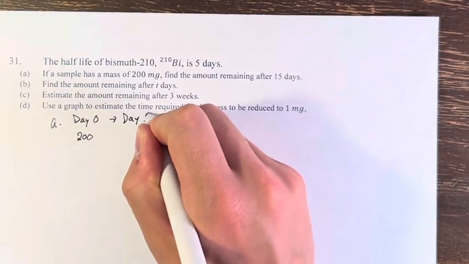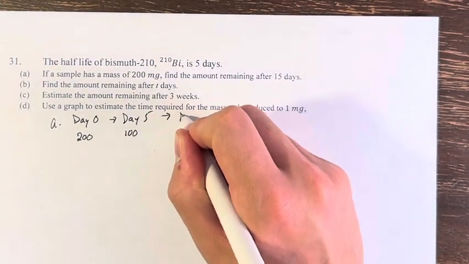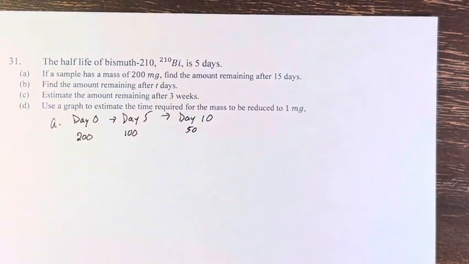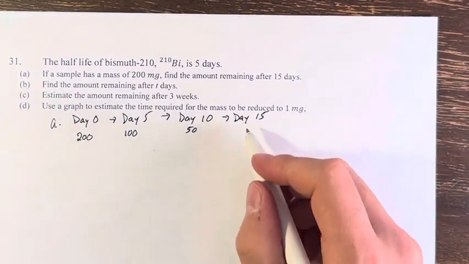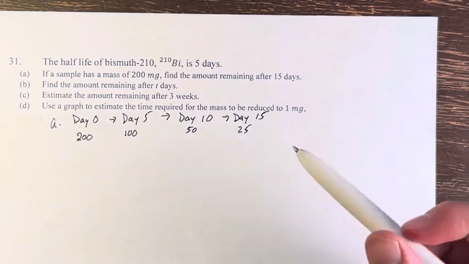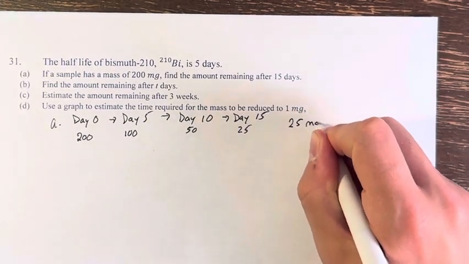on day 5, it's going to be half that, 100. Day 10, another 5 days has passed, therefore it's halved again to 50. And finally, 5 more days pass to reach day 15, it gets halved again. Therefore, if we start at 200, 15 days later, we end up with 25 milligrams.